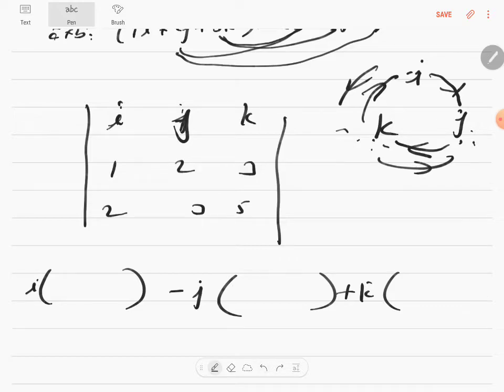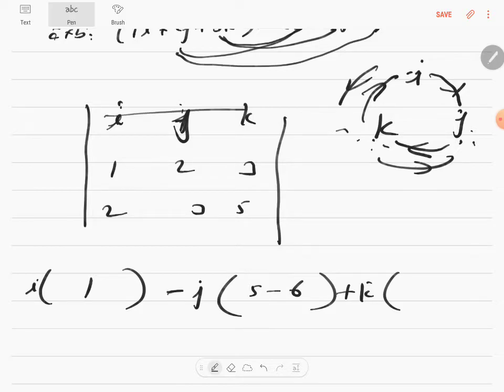If I am doing i into, you are supposed to ignore the row containing i and the column containing i, and do top to bottom, which is 10, minus bottom to top, which is 9. So 10 minus 9 is 1. Minus j into, now you have to ignore the row and column where j is. So 5 minus 6, correct? 5 minus 6 is minus 1, and with this minus it will become plus 1.